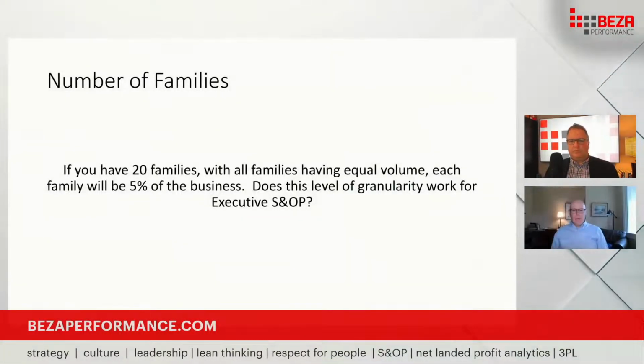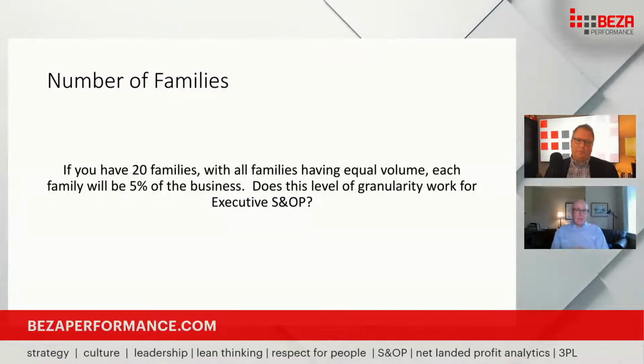So the point on that comment and why I put it in there is if you're into really nitty gritty detail in the executive S&OP and you've got a whole ton of different families that you're going through, you really want to look at that and say, well, does it come up to the level of what I want to talk to in the executive meeting? Because you want to have that be a succinct meeting that the executives are engaged in.